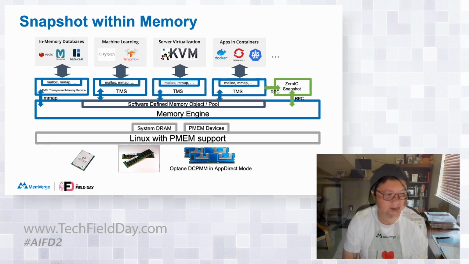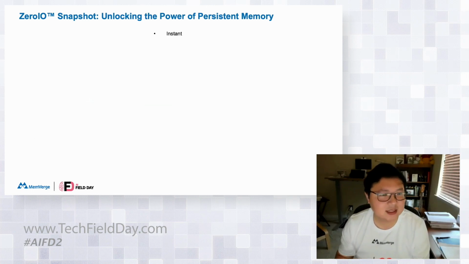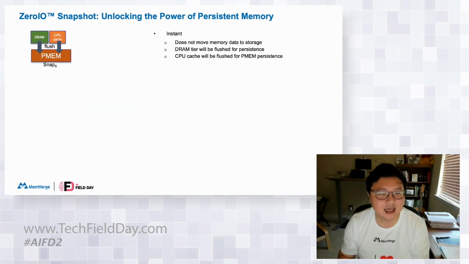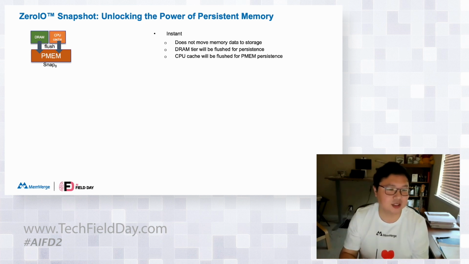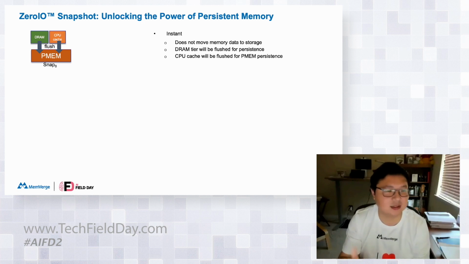So let me introduce more detailed features of the snapshot. First of all, the snapshot is instant. By that I mean that when we take the snapshot, we don't need to copy the in-memory state of the application to storage. So there's no data movement or I/O required to disk. And as I mentioned, we have tiered memory allocation, which means the application uses DRAM to accelerate the PMEM, so part of the state will be inside the DRAM. When we take a snapshot, we make sure we flush the DRAM tier into the PMEM for persistence purposes.